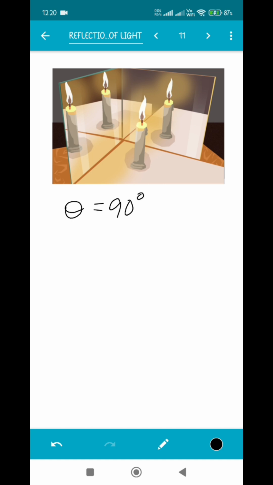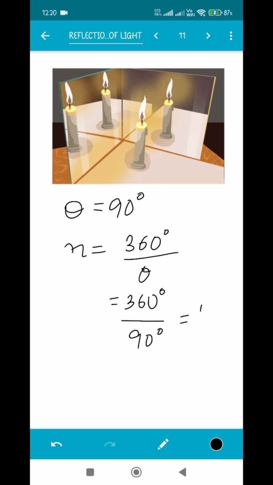Let us find the value of n. n is equal to 360 degrees divided by theta, that is 360 degrees divided by 90. We get the value as 4. Since n is even, the number of images will be n minus 1, which gives you 3. As you can see, there are 3 images formed. This is one image, this is the other image, and this is the third image. So whenever two mirrors are placed perpendicular to one another, the number of images observed is 3.